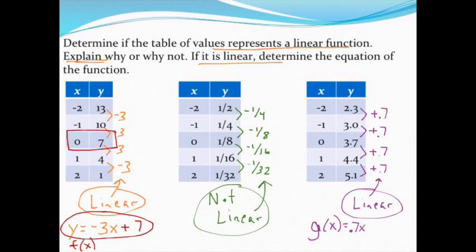So 0.7 times x, plus I needed a y-intercept, and remember they've given me that in the table. They were kind enough to do that for us. (0, 3.7) is where the graph will cross the y-axis. So 0.7x plus 3.7 will be my equation.